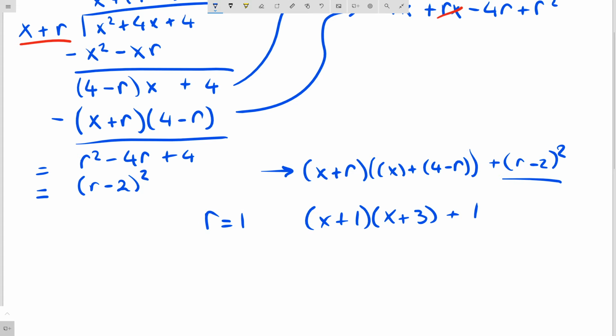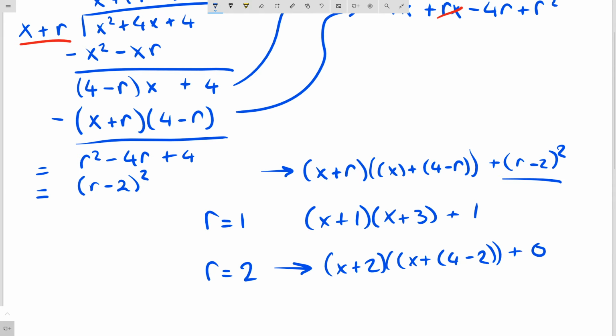But yeah, so let's prove that it actually works for r is equal to 2. R is equal to 2, you get, okay, well, we get x plus 2, x plus 4 minus 2, and 0 squared. And that gives us x plus 2 multiplied by x plus 2. And that goes to prove that x plus 2 does divide x squared plus 4x plus 4. So, pretty interesting case right there.